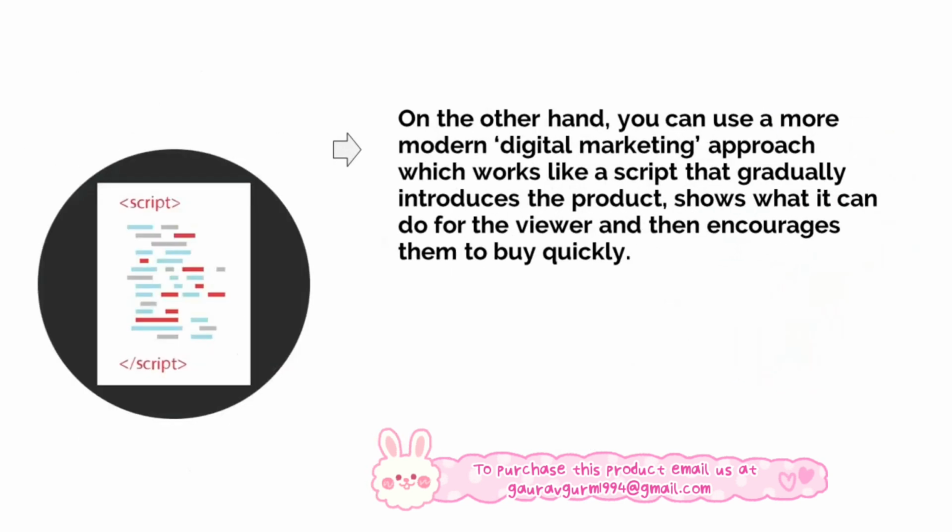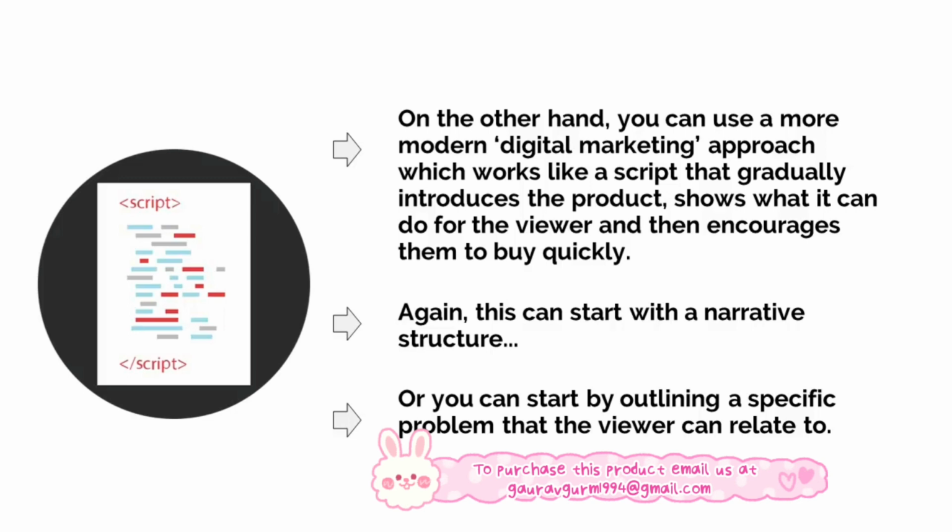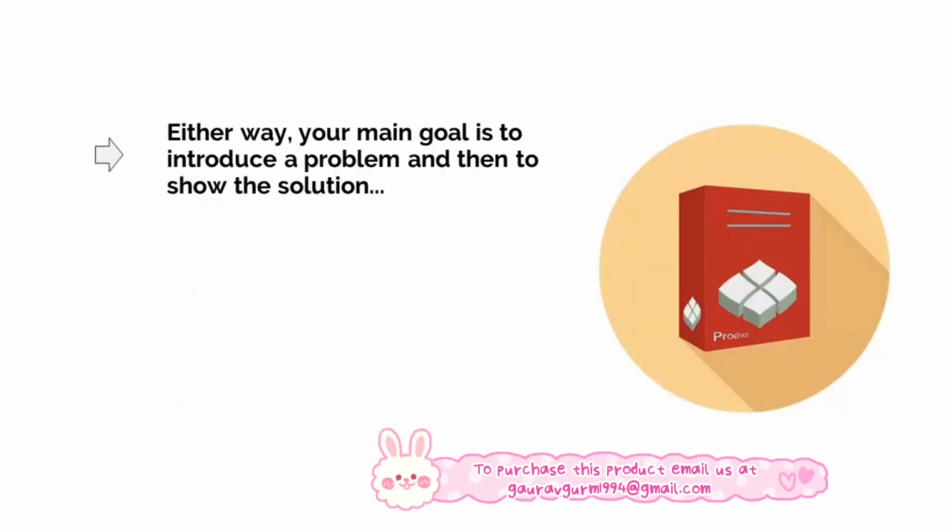On the other hand, you can use a more modern digital marketing approach, which works like a script that gradually introduces the product, shows what it can do for the viewer, and then encourages them to buy quickly. Again, this can start with a narrative structure, something like, "I once struggled terribly with money or weight loss." Or you can start by outlining a specific problem that the viewer can relate to, something like, "Are you tired of going on diets that never seem to lead anywhere?" Either way, your main goal is to introduce a problem and then show the solution, your product.